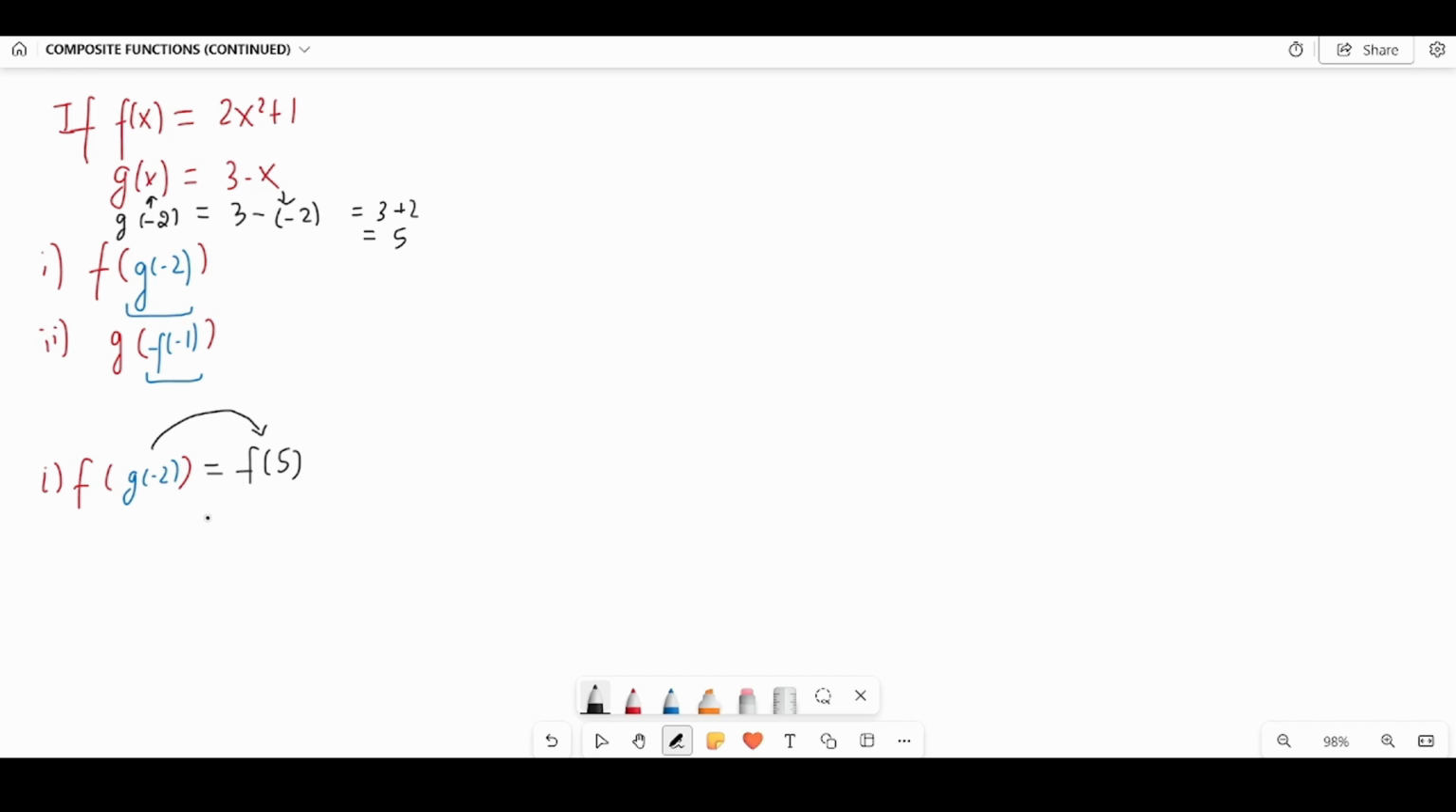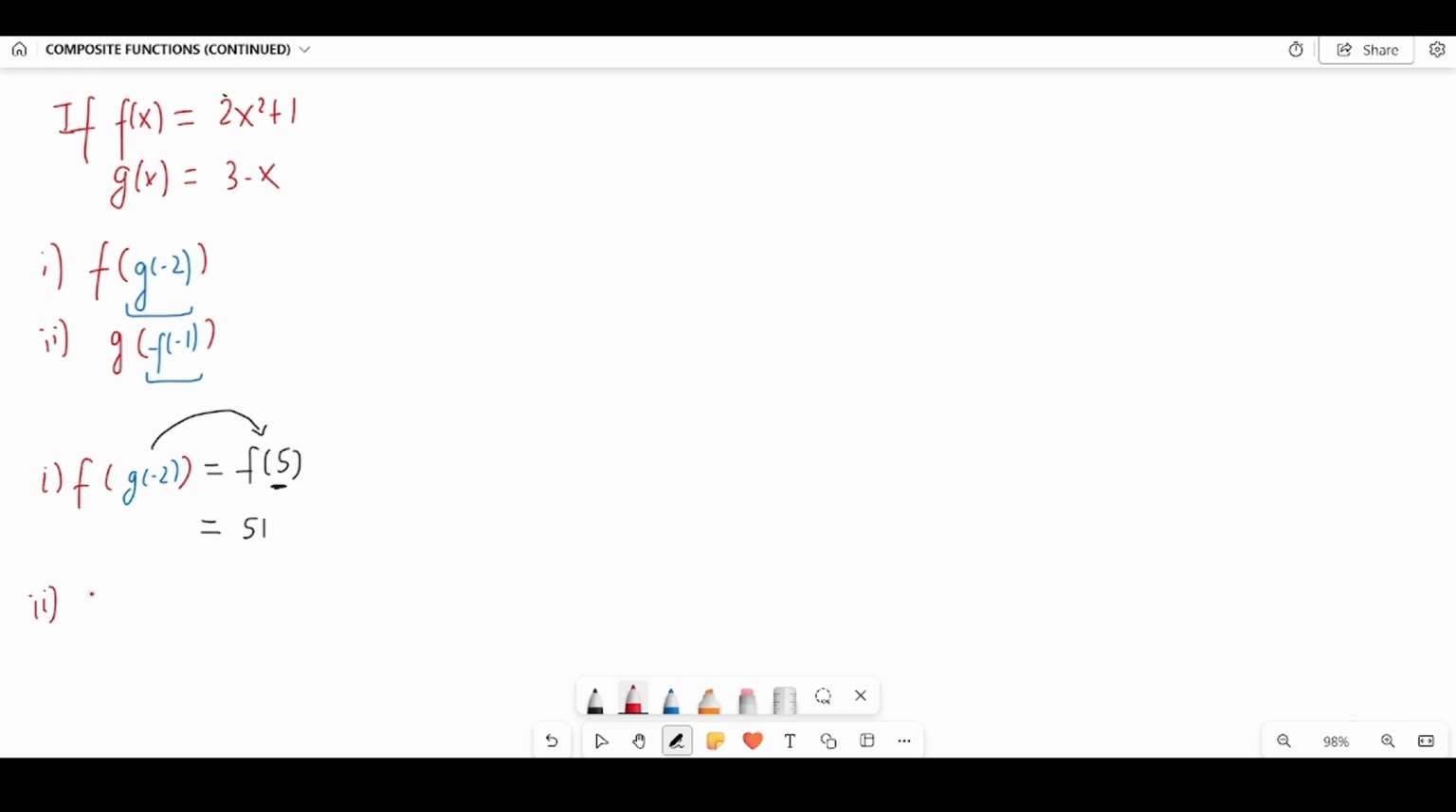Now how to find the value of f of 5? In order to do that, we will go back to the function f, and here we will replace the input x with the desired input 5. So we will get f of 5 equals 2 times 5 squared plus 1. That equals 2 times 25 plus 1. That is equal to 50 plus 1. That is basically 51. That means your f of 5 is equal to 51, which is the value of the composite function f of g of -2. Let's do the next one now.